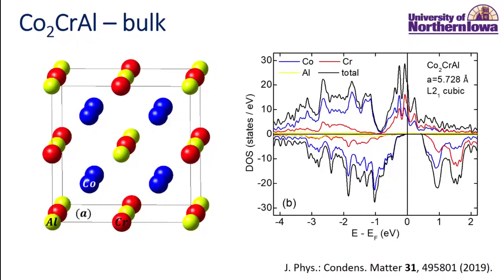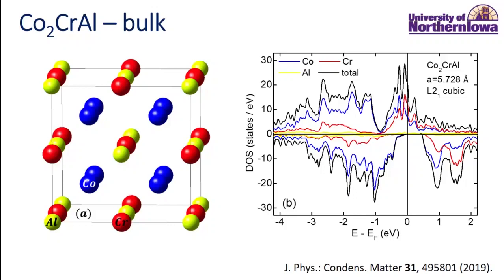Then on the right hand side you see a plot of the densities of states of this material in the bulk geometry. If we look at this figure, we can clearly see that the minority spin is semiconducting, and the energy gap is about 0.5 eV. At the same time, if we look at the densities of states for the majority spin, we can clearly see that there are states on the Fermi level, so this material is a conductor for the majority spin. This is, of course, a typical picture of a half metallic electronic structure.